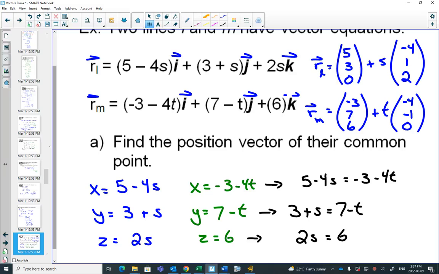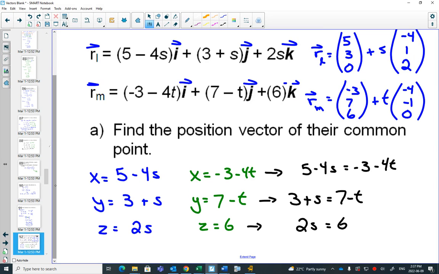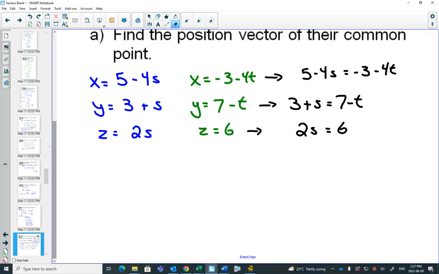One of these variables is easier to solve for than the other one. Oh, so close. But luckily, just today, I give you one more guess. Yes, you can solve for the 6. That's 2s. And right here, this tells us that s has to be 3.